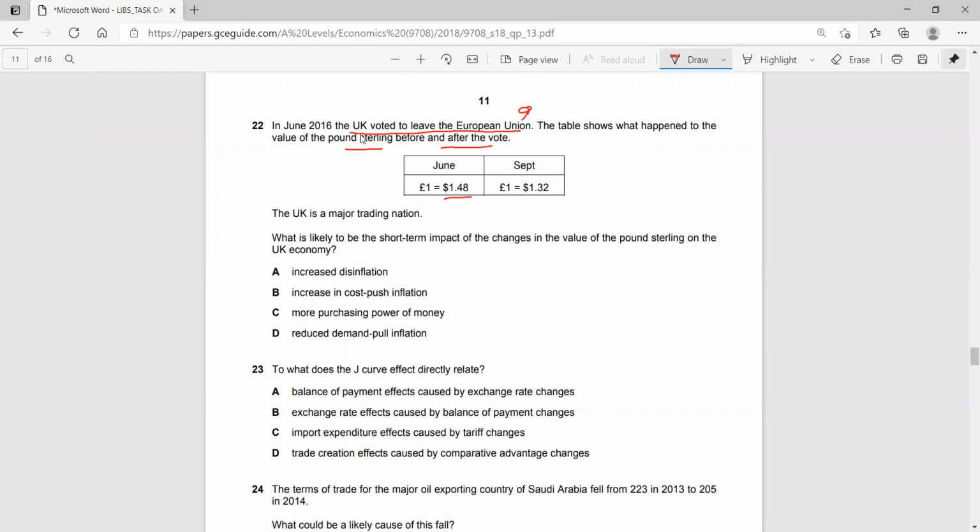So initially it could buy $1.48. Now it can simply buy $1.32. So because it can just buy fewer dollars now, the value of the pound has gone down. It has depreciated.